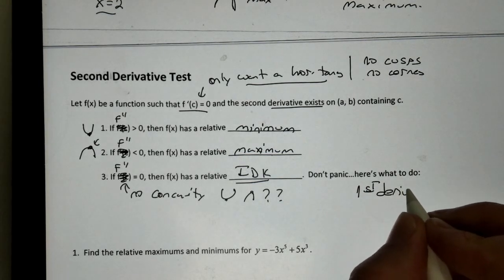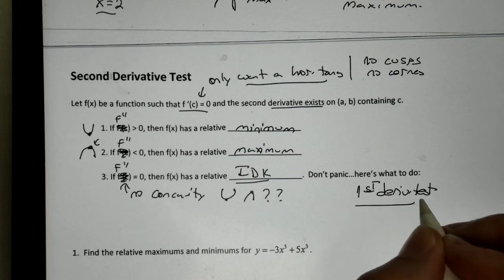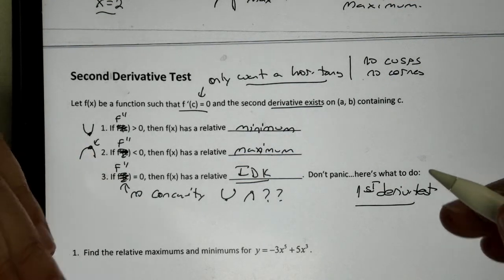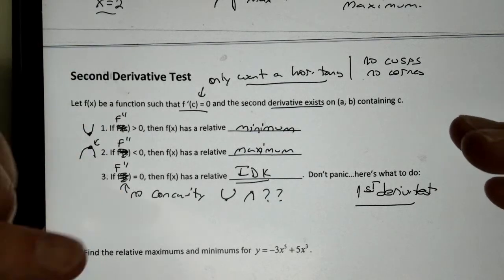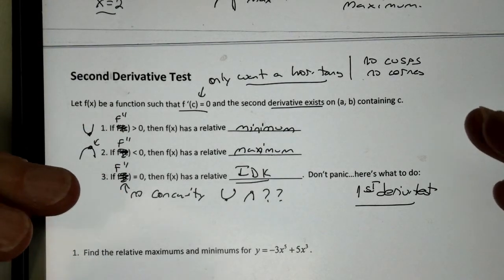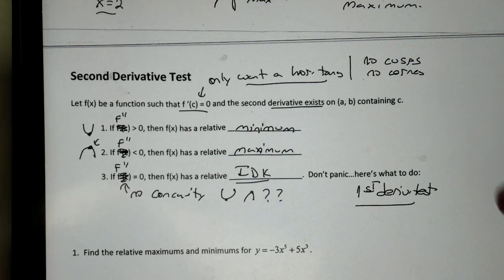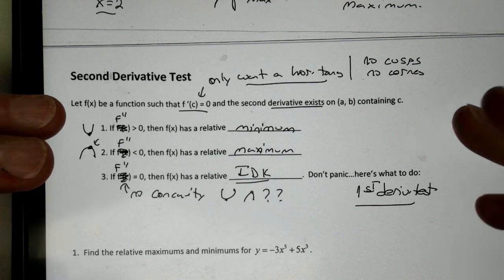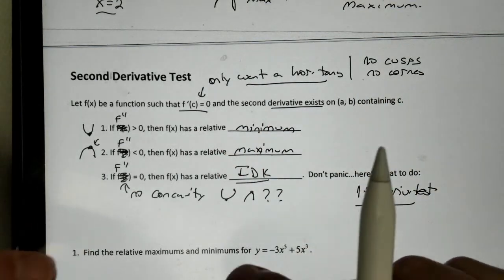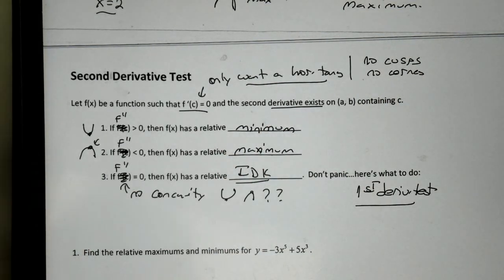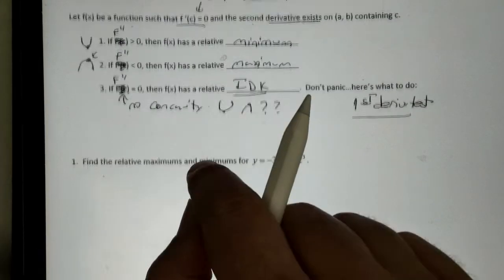What's the whole point of the first derivative test anyways? To determine if a function has a relative maximum or a relative minimum. A lot of times for the second derivative test, we really don't use it that much other than to determine the concavity of a graph. We really don't like to use it for relative maximums and minimums if the first derivative test will work just as well. So a lot of times on the homework, it'll say, if possible, use the second derivative test. So let's talk about this.